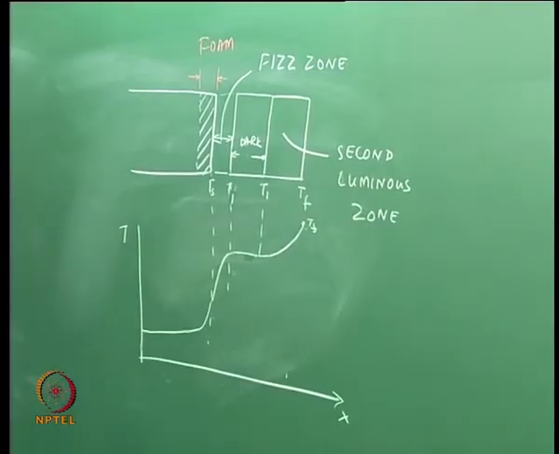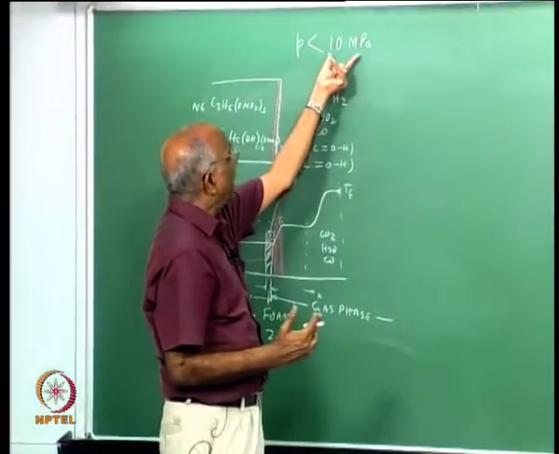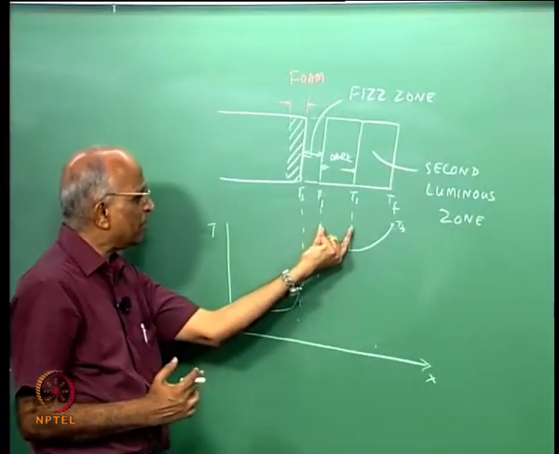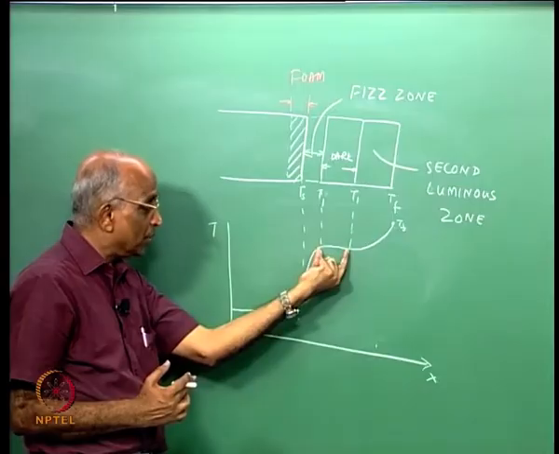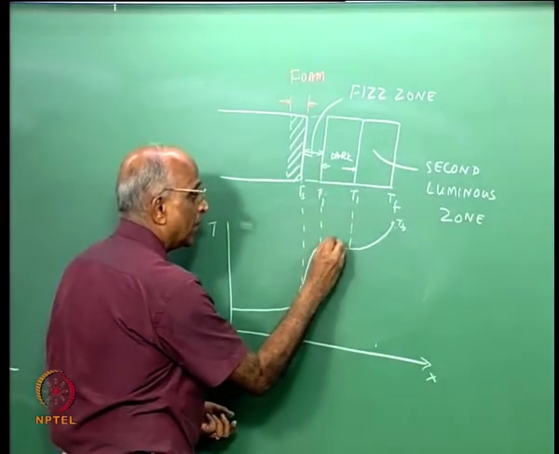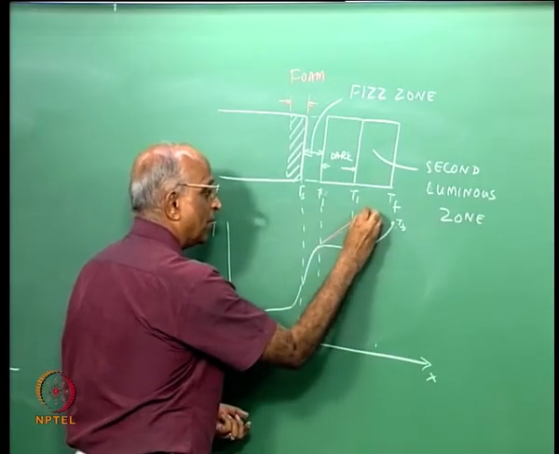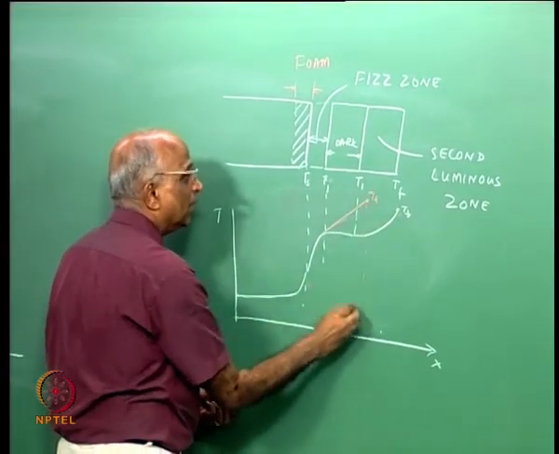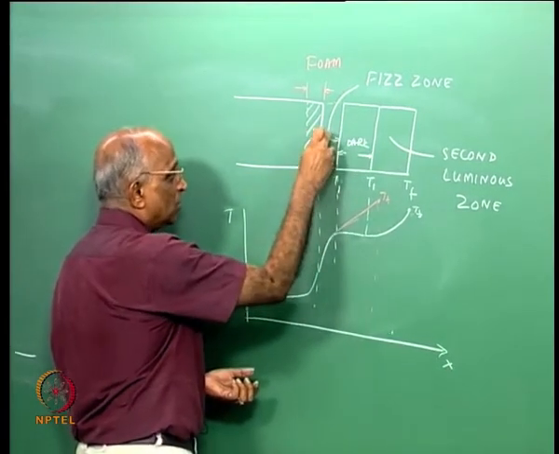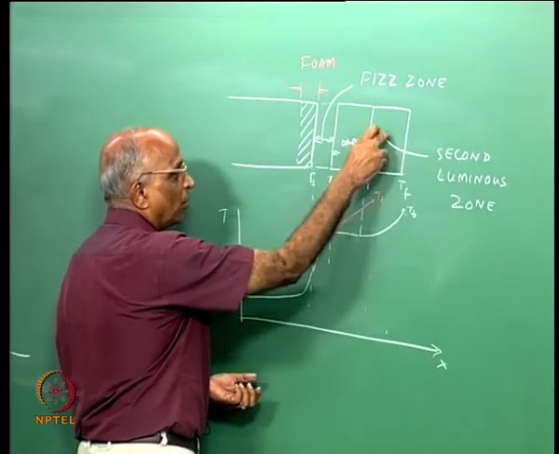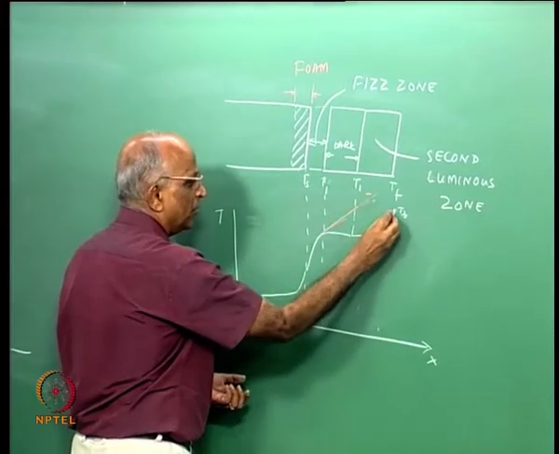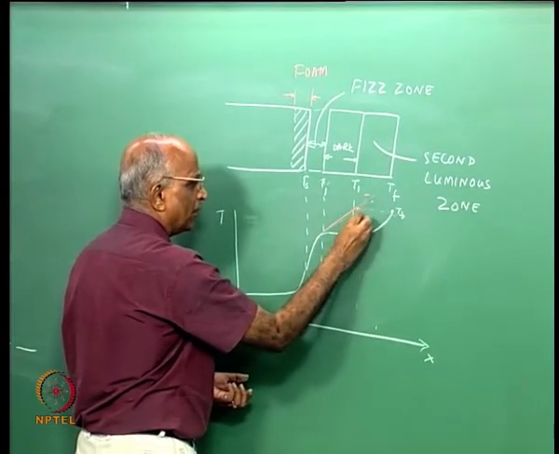If I have very high pressures, exceeding 100 atmospheres, that is 10 MPa, what happens? Because you have high pressure, the chemical reaction and heat release continue here, and the temperature goes straight away to Tf over here. Here itself it gets completed. That means the dark zone will be absent at high pressure, and you will have the first luminous zone followed by the second luminous zone, going straight to the final temperature, around the same value, Tf.